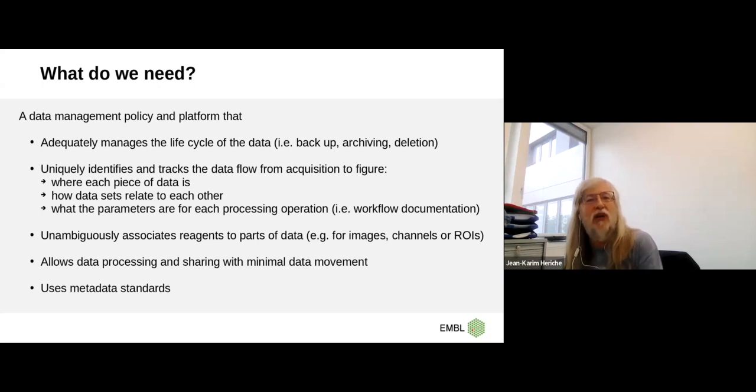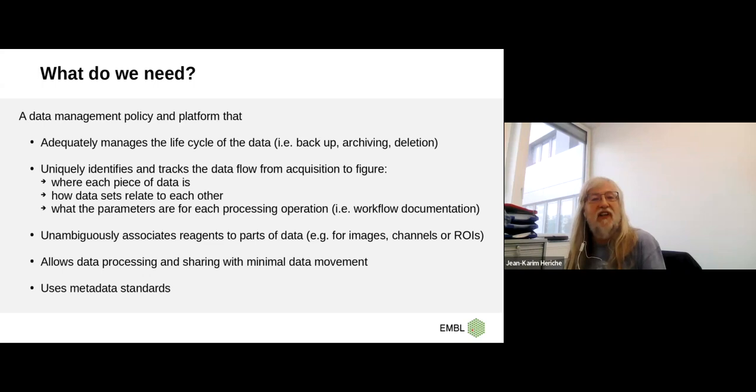In particular, we want to identify and track where the data is, how the data sets relate to each other, and how things are being processed. And so what we are doing to the data, we want to document that. We also want to associate reagents to data or parts of data. For example, typically we want to know what is in a particular image channel. And by that, I mean, it's useless to tell that channel 1 is GFP because we don't know what GFP is actually showing us. We actually want to know the biological entities that we are looking at.